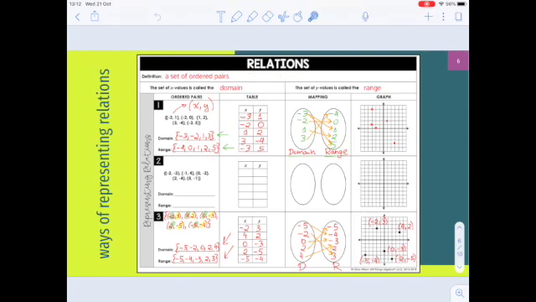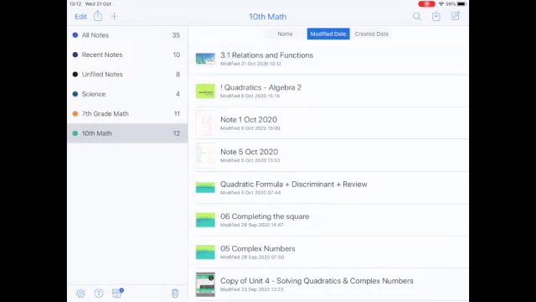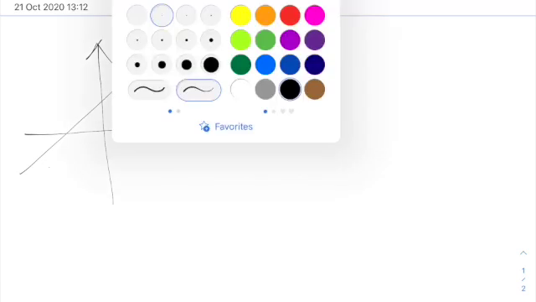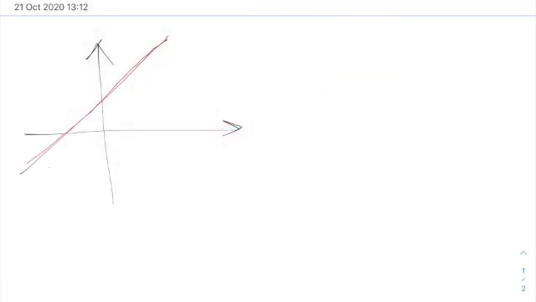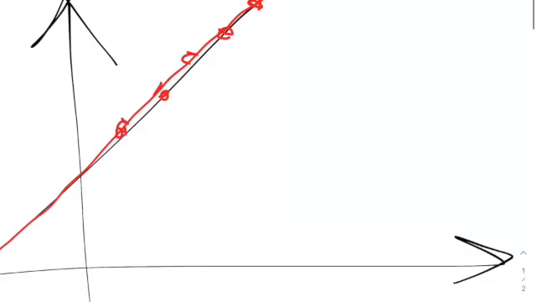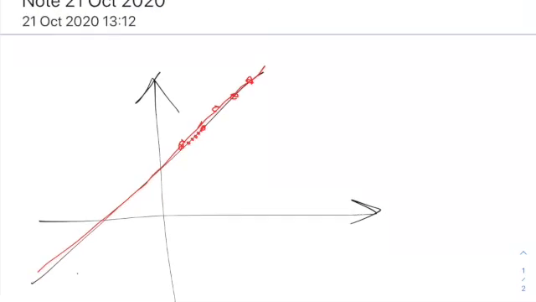Up to this point, we've discussed how a relation is a set of ordered pairs and different ways that we can represent relations. Before we move on to the next section, I just want to call your attention to the following. Whenever you have a coordinate plane and you have a line on this coordinate plane, this line is composed of infinite points. So there are infinite points on this line. There are also infinite points in between 2 points.